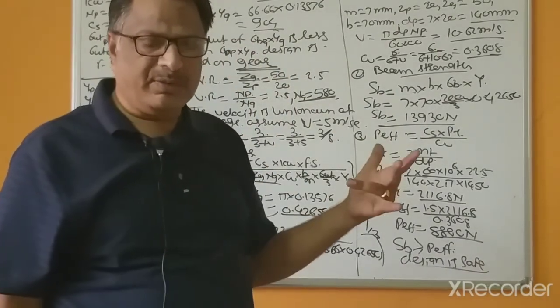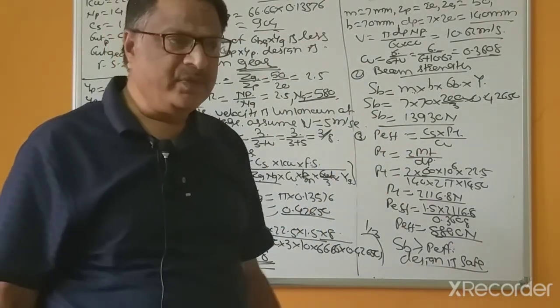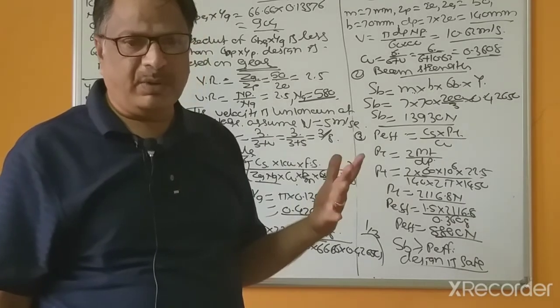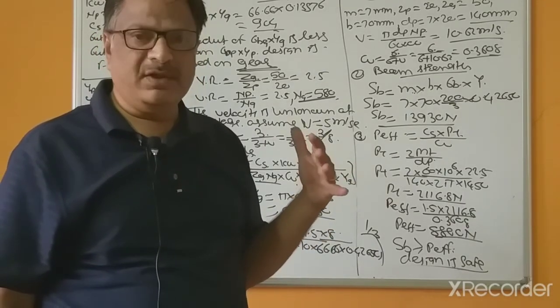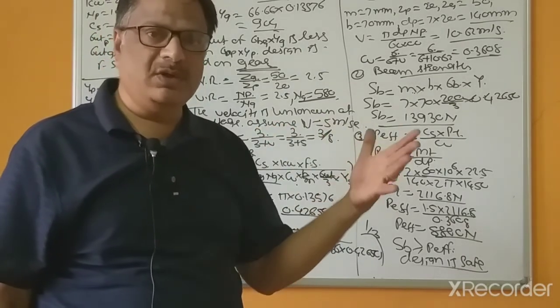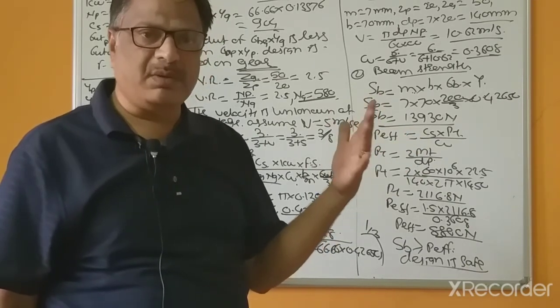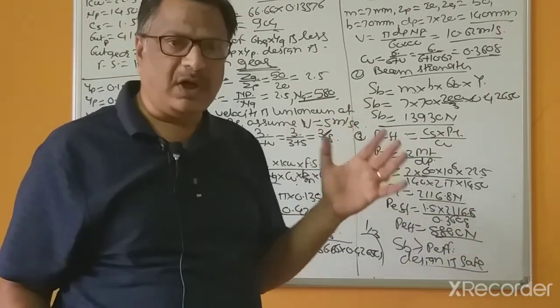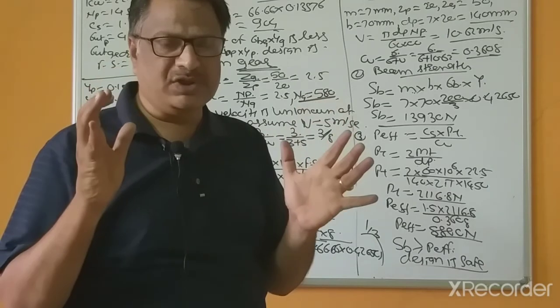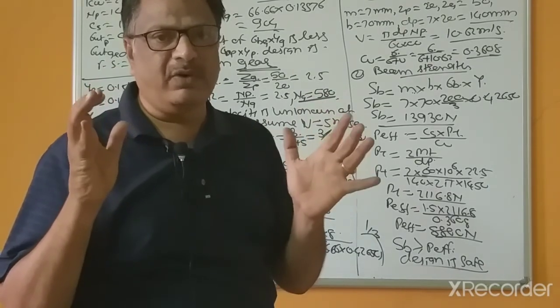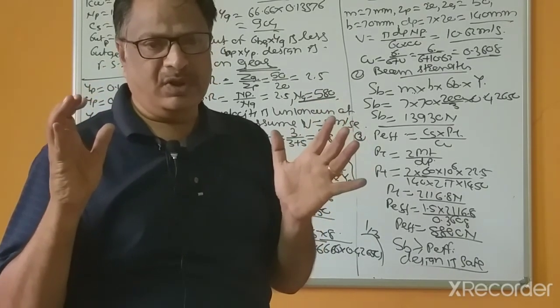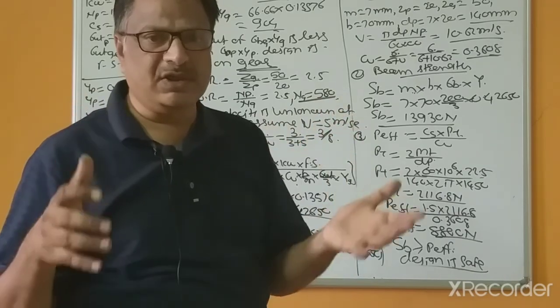Now third type of the problems means when the center distance is given, and fourth type of the problems means when the gears are available, means dimensions of the gears are available, and only calculations about how much is the power capacity, transmission capacity of the gears, that is to be calculated.